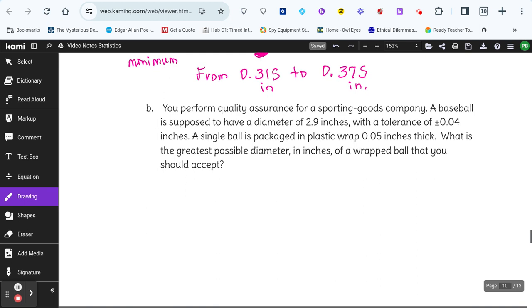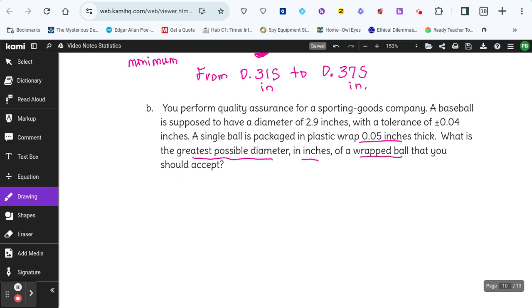B, you perform quality assurance for a sporting goods company. A baseball is supposed to have a diameter of 2 9/10 inches, with a tolerance of 4/100 inches. A single ball is packaged in a plastic wrap 5/100 inches thick. What is the greatest possible diameter in inches of a wrapped ball? You have to consider this wrap that you should accept.